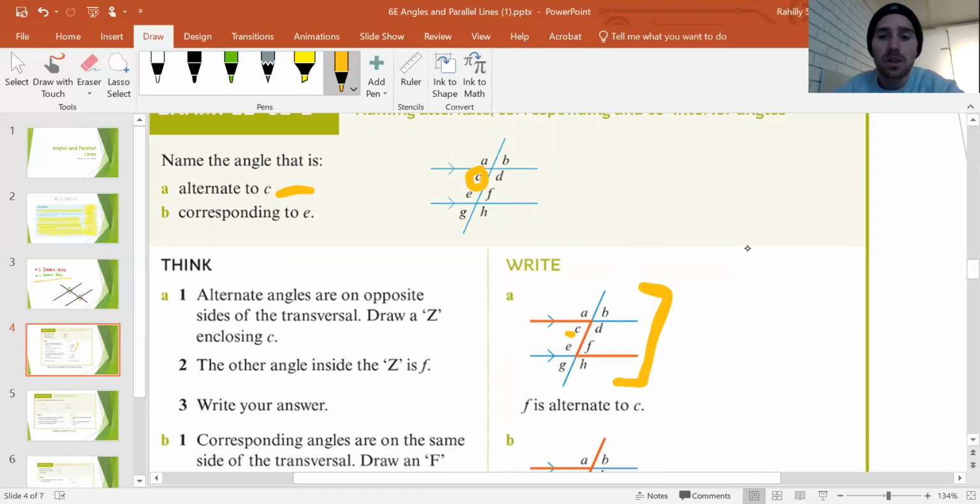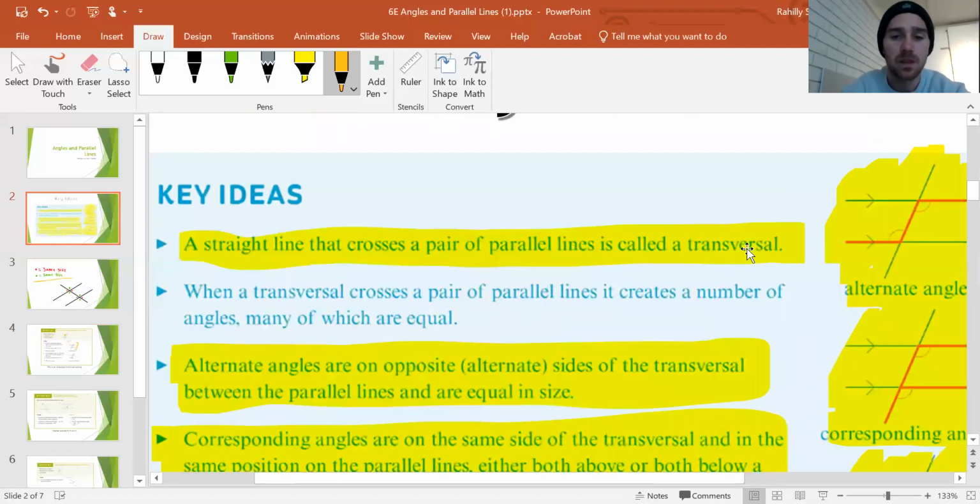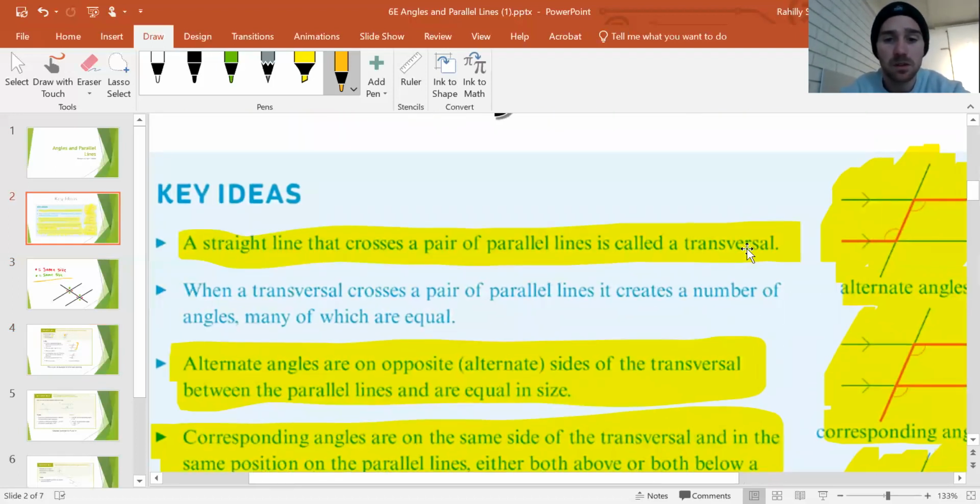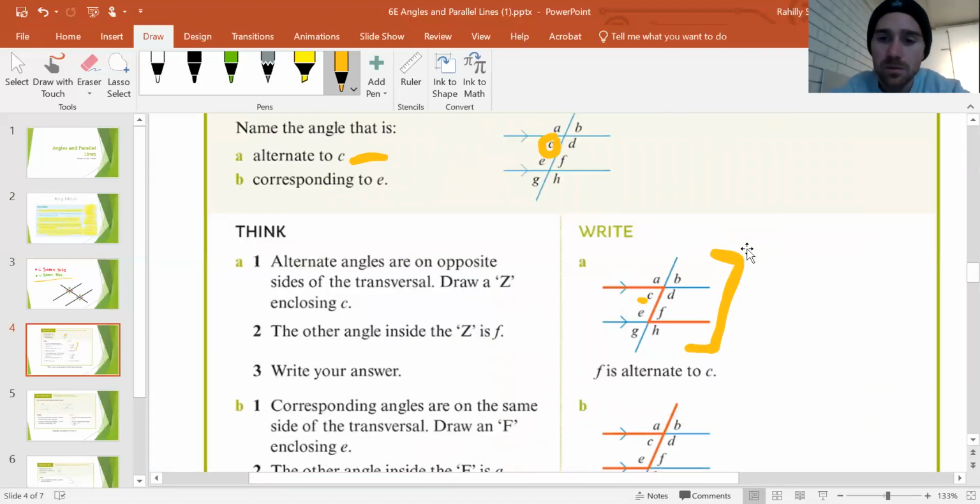We know that alternate angles are equal, don't we? They equal the same because it says it up here: they're between the parallel lines and are equal in size. So if we've got C here, our other one is going to be on this right side of the transversal, between the parallel lines. It can only be F, because they have the same value.